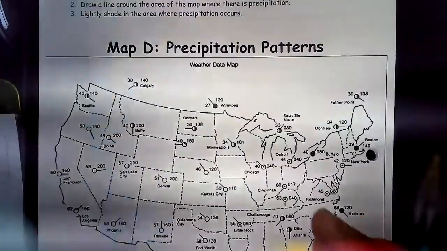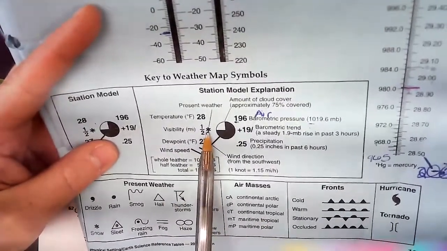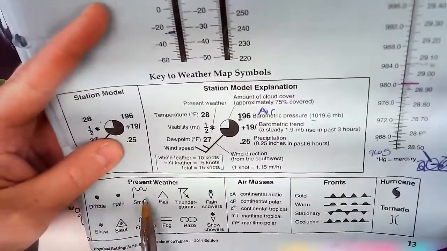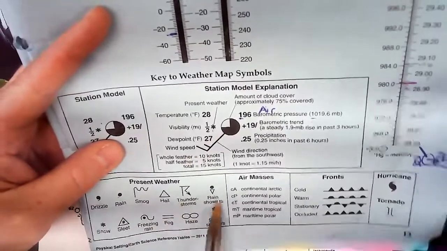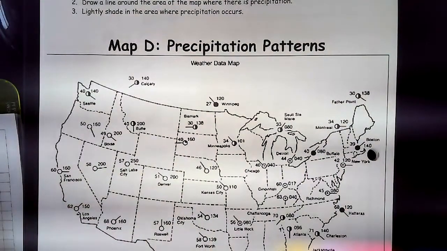Now, normally on a weather station model, they are shown with the present weather symbol. So you would see drizzle, rain, smog, hail, all shown using these types of symbols. These are actually out of a newspaper, and in a newspaper, they don't publish the key.